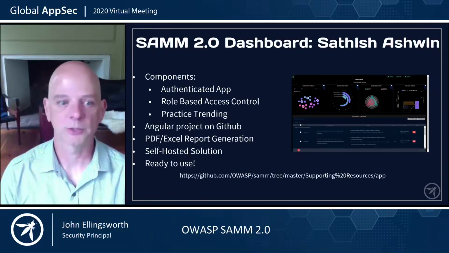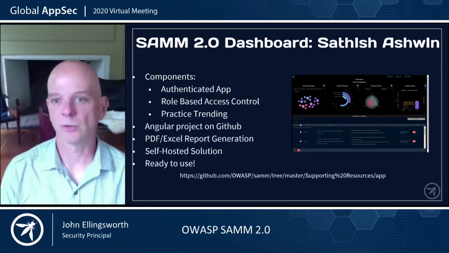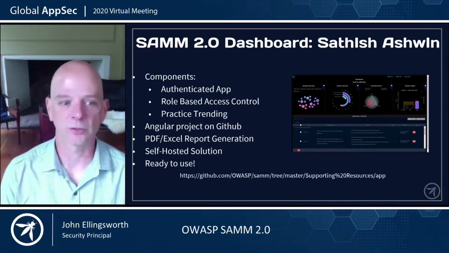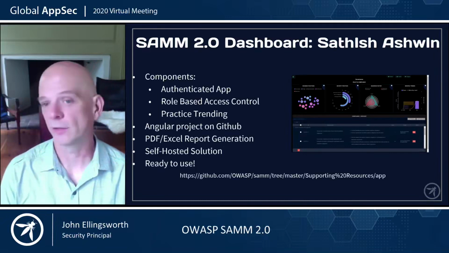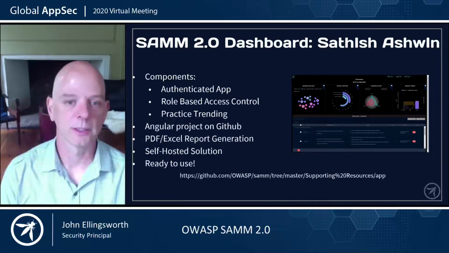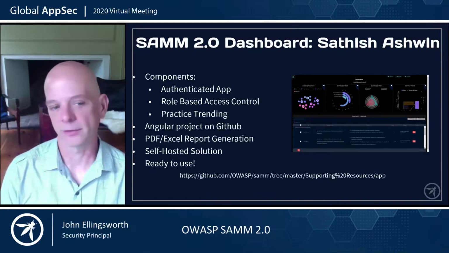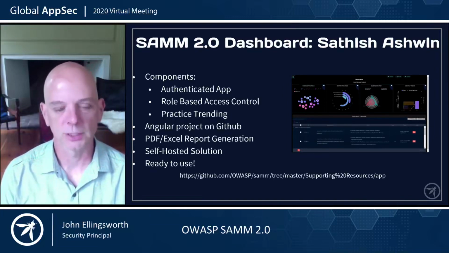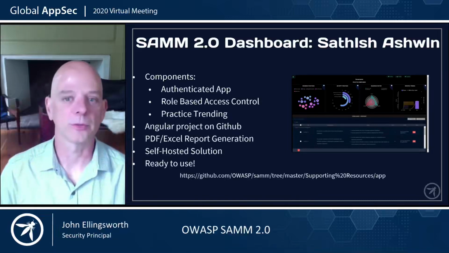It is an Angular project. As I said, it's on GitHub under the OWASP project. It does allow you to generate a PDF or Excel report for sharing within your organization. It is self-hosted. There isn't currently one of these instances running anywhere as far as I'm aware of. That's certainly likely to change, but it is ready to use if you would like to stand it up within your organization.